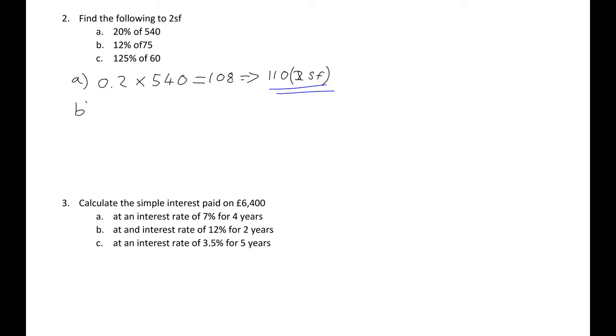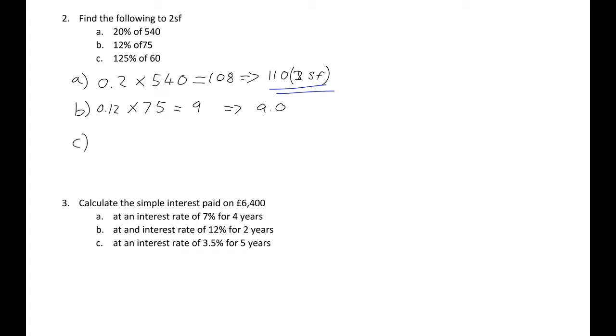Second question. We have 12%, which is 0.12, and that's times by 75. That comes out as 9. Okay, now we're done again, but we've got to make sure it's to two significant figures. That would go to 9.0, because we know that the 0 is definitely there. We haven't rounded to 9, we have got exactly 9 actually, but to two significant figures it's 9.0.